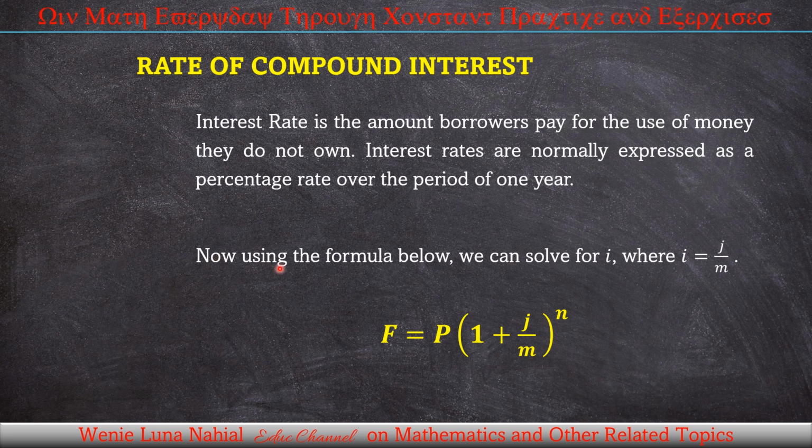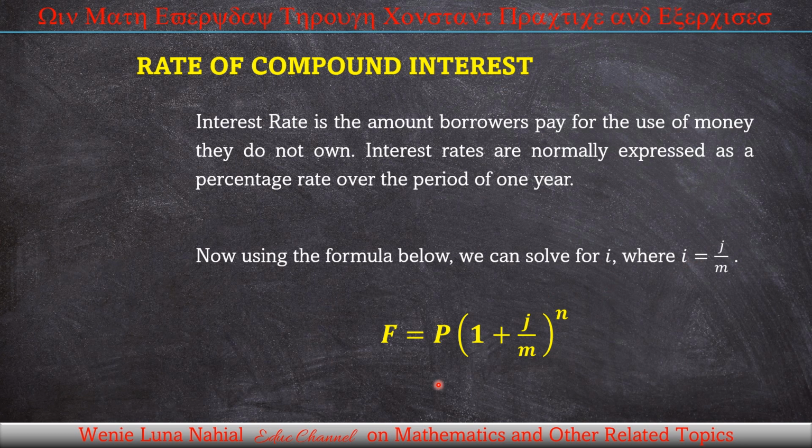Now, using the formula below, we can solve for I, where I is equal to J over M. The interest here, represented by small letter I, is what we call the nominal rate. That is the rate for 1 year. This J over M is the effective rate. That is the rate per conversion period. So if the amount is compounded semi-annually, we have to divide the nominal rate by 2 and the quotient becomes the effective rate every conversion period.